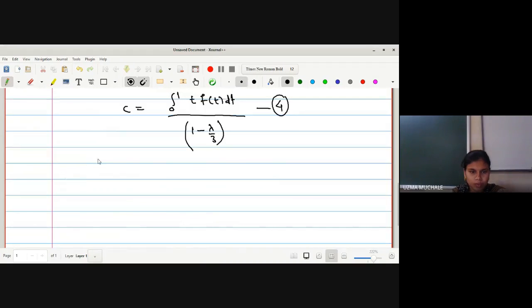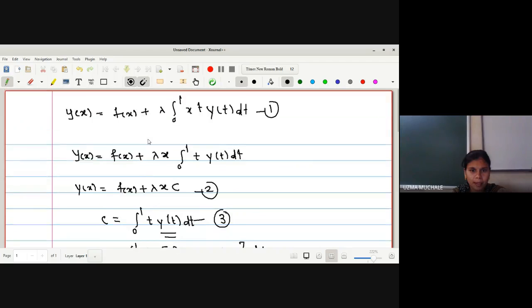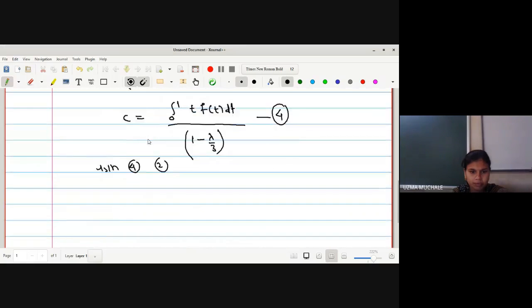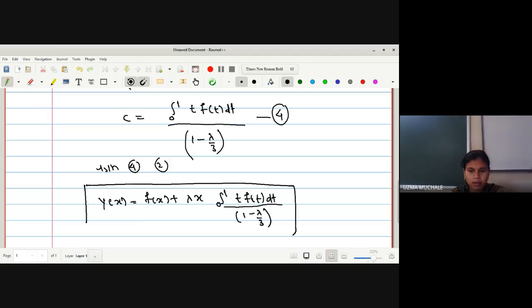Using equation 4 in equation number 2. What is your equation 2? f of x plus lambda into x into c. So this is the answer of our integral equation.